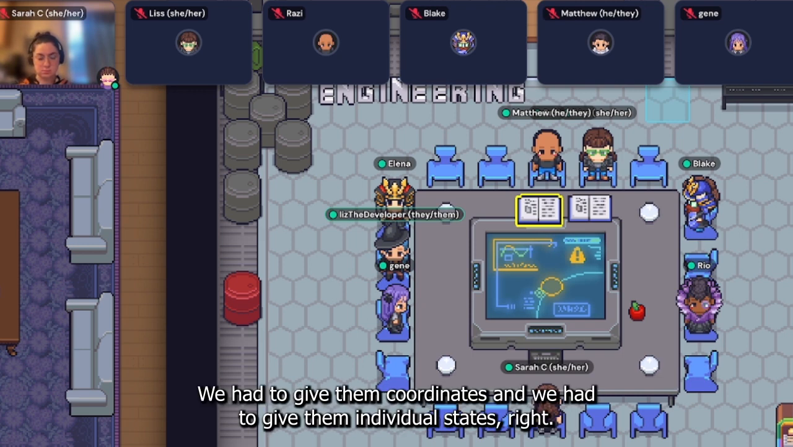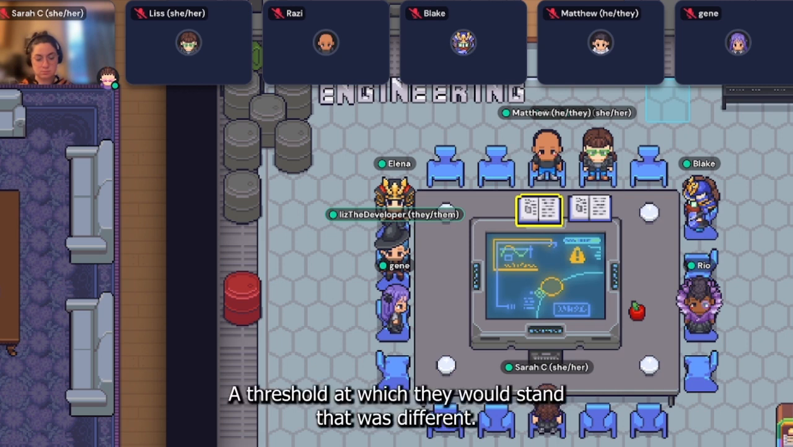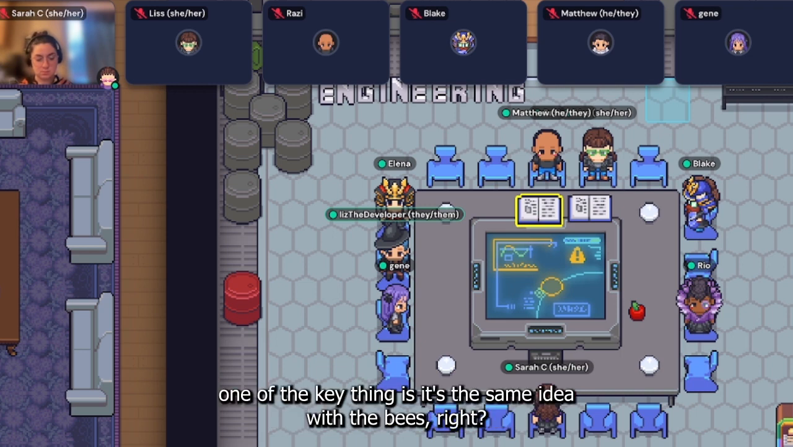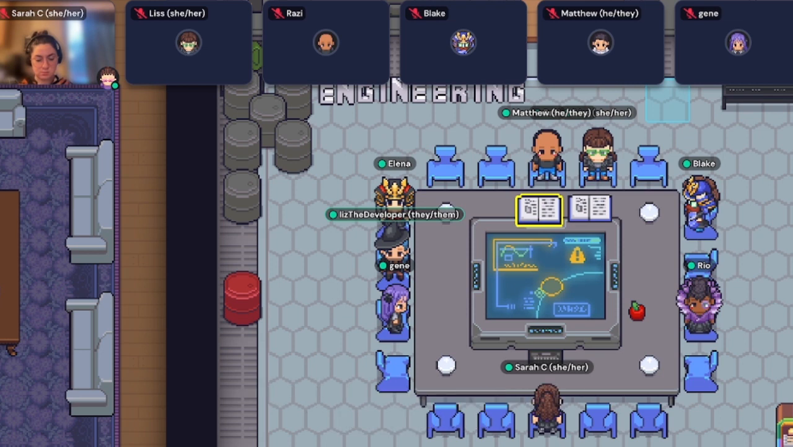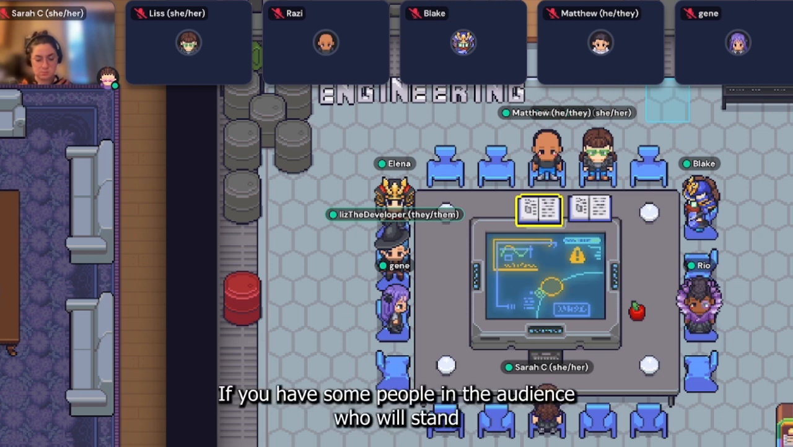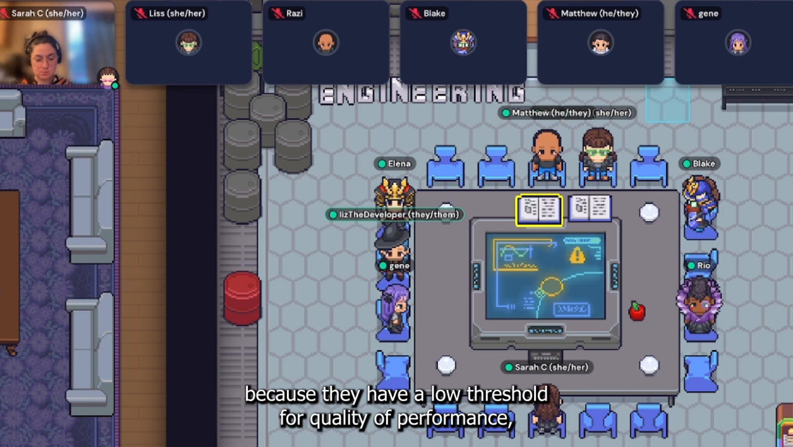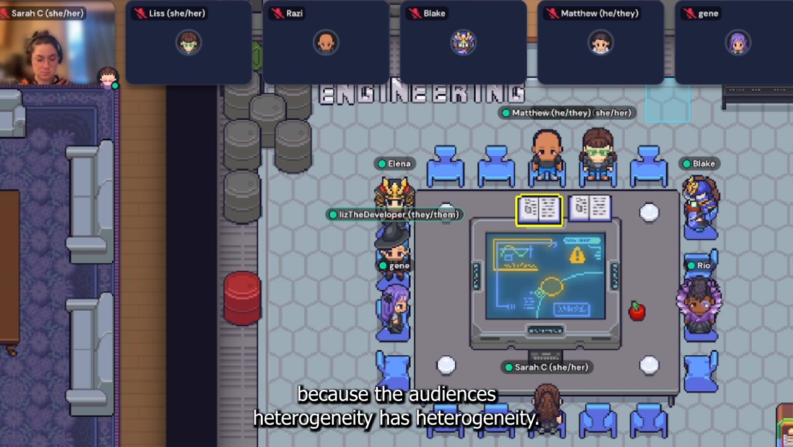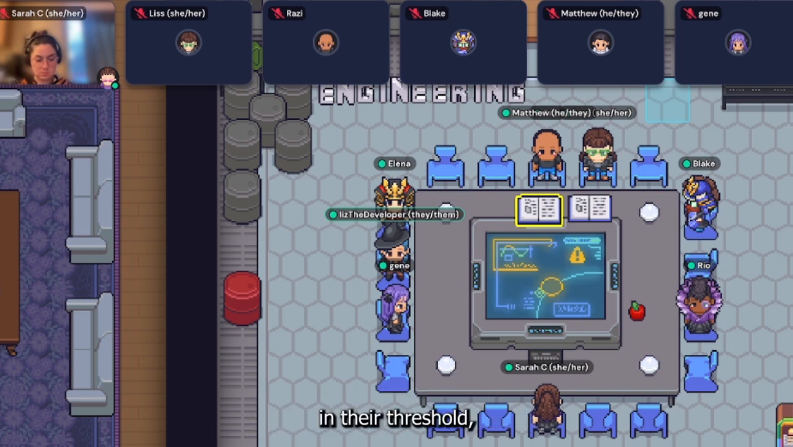We had to give them coordinates, and we had to give them individual states, right? A threshold at which they would stand that was different. And that's one of the key things. It's the same idea with the bees, right? If you have some people in the audience who will stand because they have a low threshold for quality of performance, and then everyone stands over time because the audience has heterogeneity in their threshold.